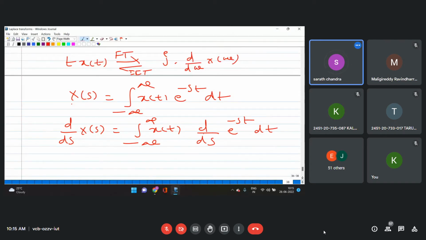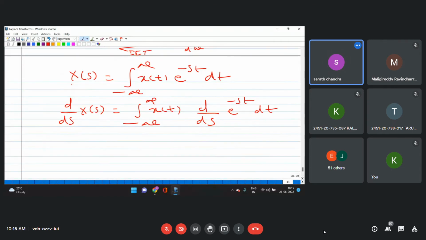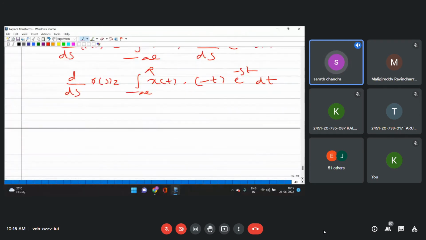Okay. So now what happens here is d by ds of x of s equals minus infinity to plus infinity, we have x of t, minus t times e power minus st dt. The same thing, right? So the minus t is the extra one we have. So without this minus t, how can I write this as minus infinity to plus infinity x of t e power minus st dt?